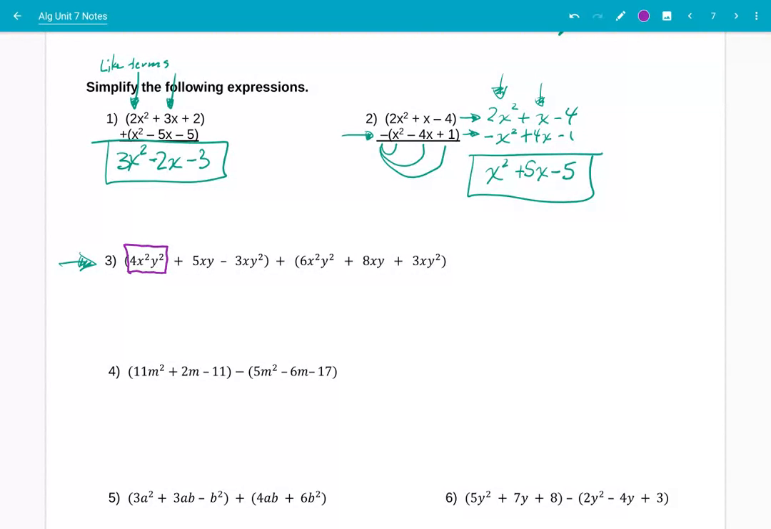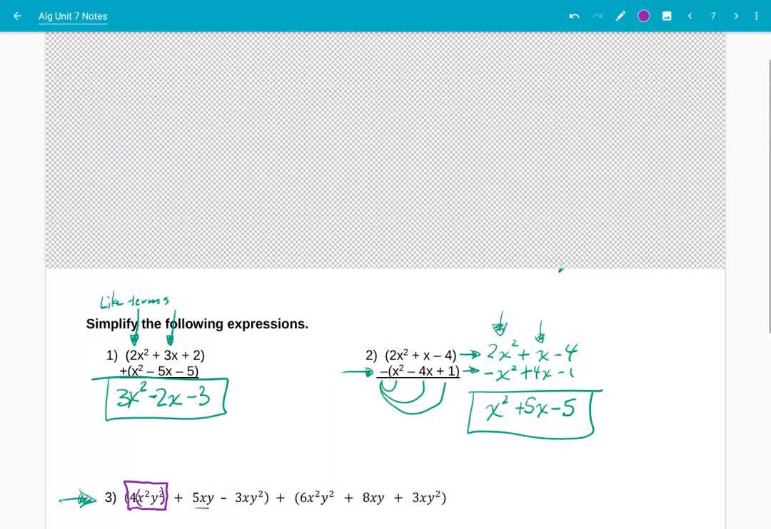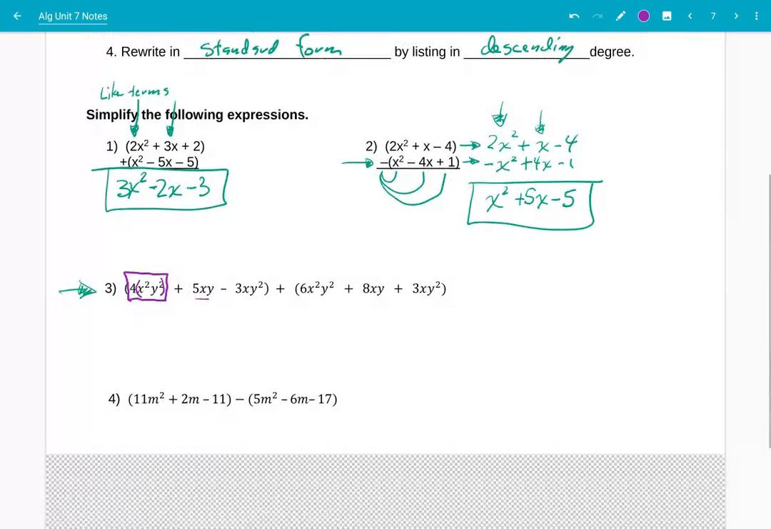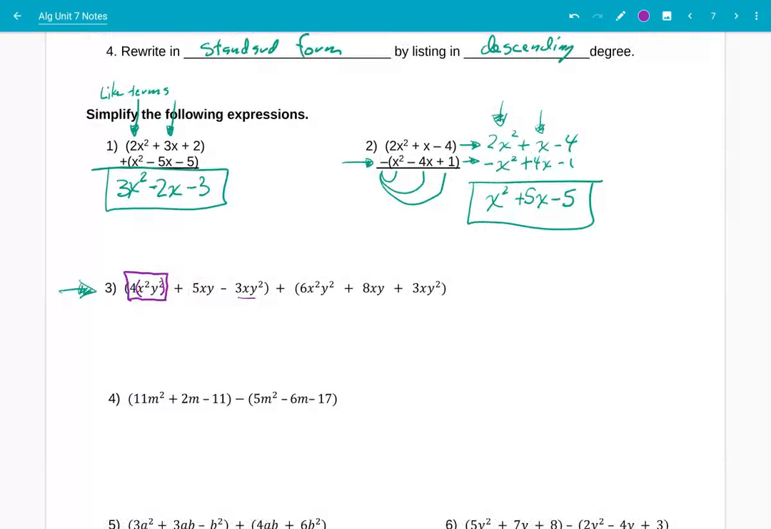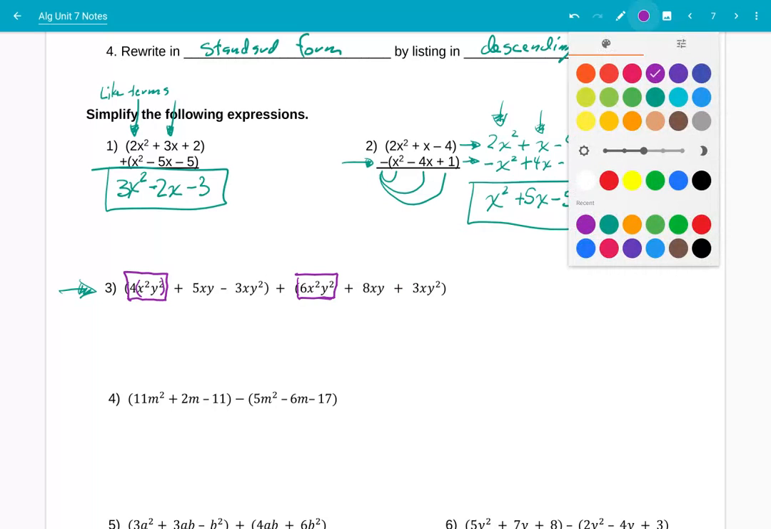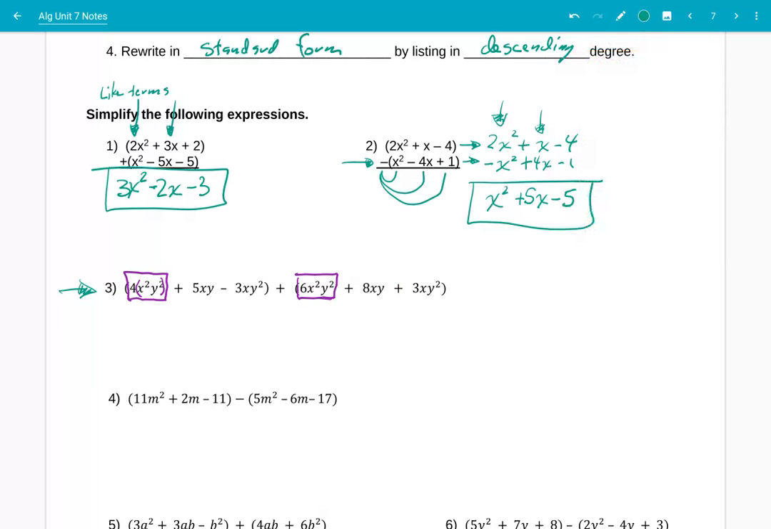This term right here is 4x squared y squared. So I'm going to look for these bits here: x squared and y squared. That doesn't have it. This has an xy squared, but not an x squared y squared, so that's not the same. This one is, though. This is a 6x squared y squared. So here's another one. This has an xy, that's not right. xy squared. Okay, so there's that.